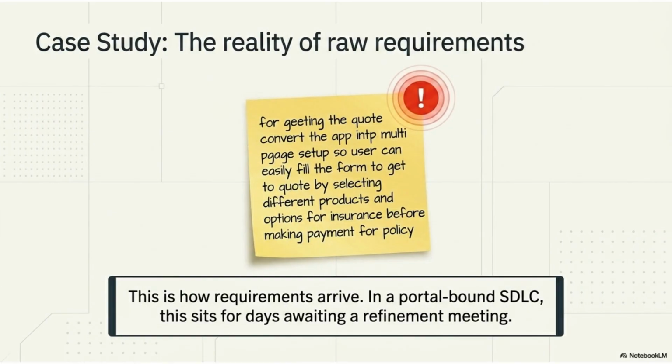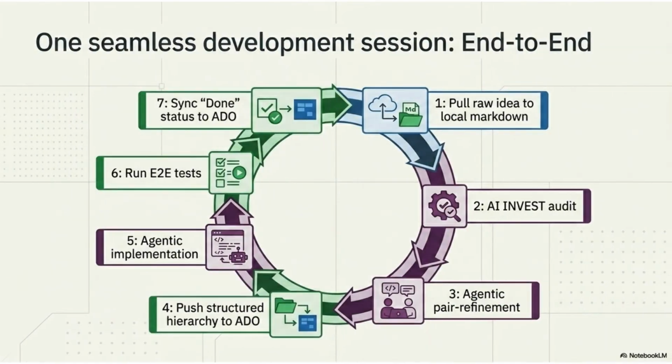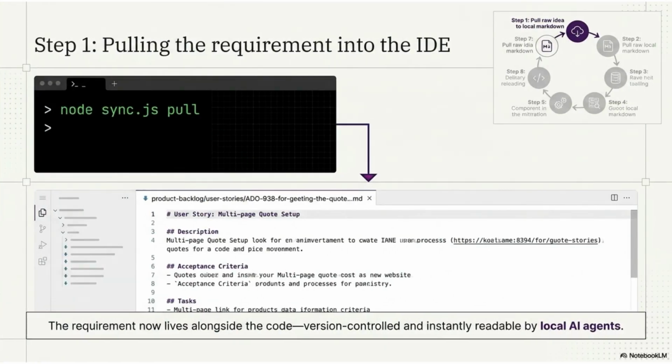Consider the reality of raw requirements. In a traditional portal-bound SDLC, a vague note like this one might sit for days, waiting for a formal refinement meeting. Our approach changes this by enabling one seamless development session. This end-to-end cycle automates the flow from pulling a raw idea to syncing the final done status back to the portal. Step 1 is pulling the requirement into the IDE.